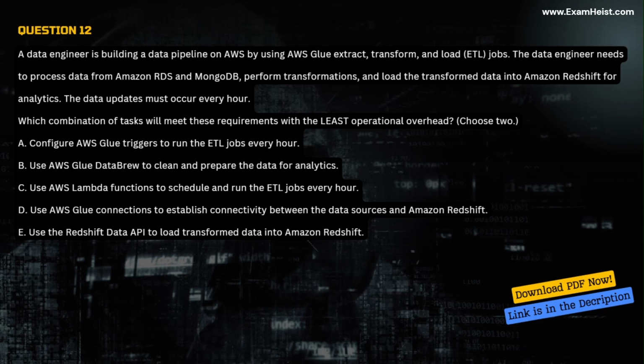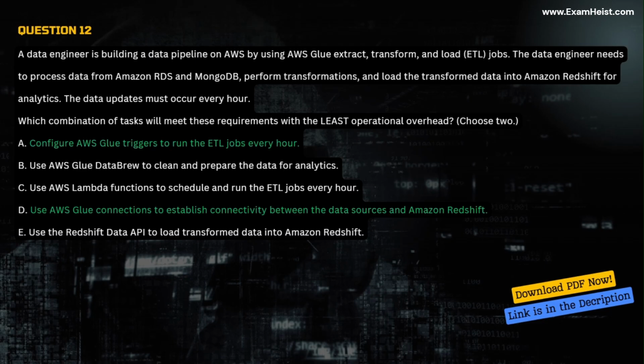Choose 2. A. Configure AWS Glue triggers to run the ETL jobs every hour. B. Use AWS Glue DataBrew to clean and prepare the data for analytics. C. Use AWS Lambda functions to schedule and run the ETL jobs every hour. D. Use AWS Glue connections to establish connectivity between the data sources and Amazon Redshift. E. Use the Redshift Data API to load transformed data into Amazon Redshift.